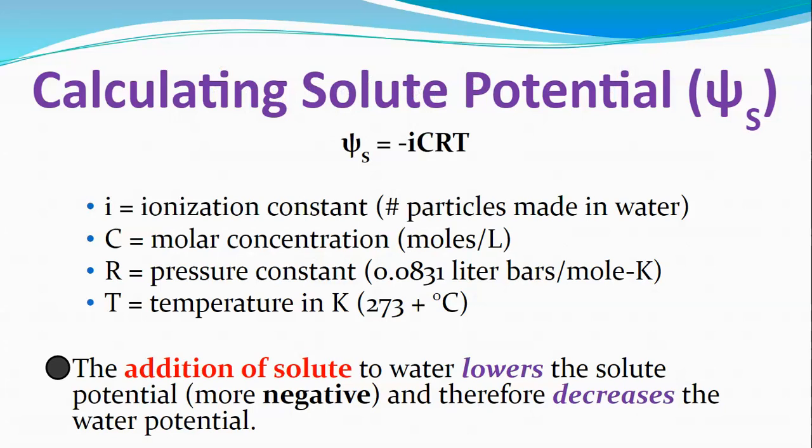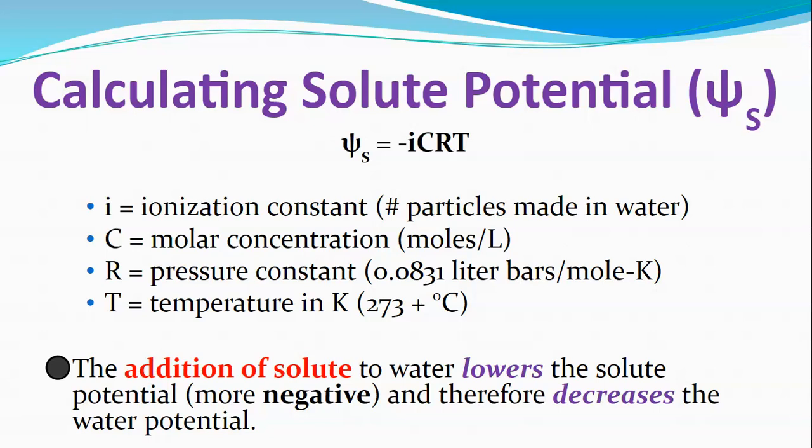Here's the general formula. The solute potential is negative iCRT. I is a measure of ionization, so it is the number of particles that it would make in solution. For example, if you have salt in water, salt is NaCl, so when it dissolves in water, it becomes Na and Cl. So its ionization constant is 2. If you have MgCl2, then that would eventually dissolve into 3 particles.